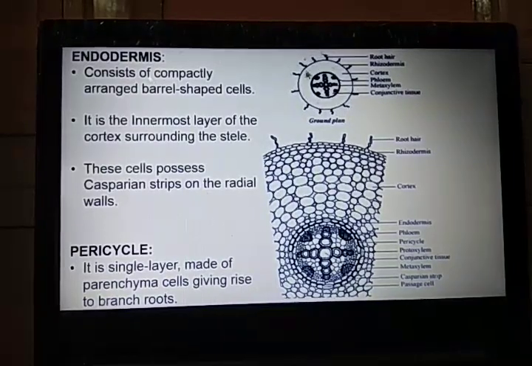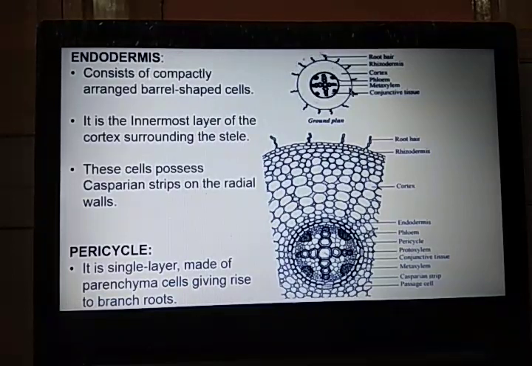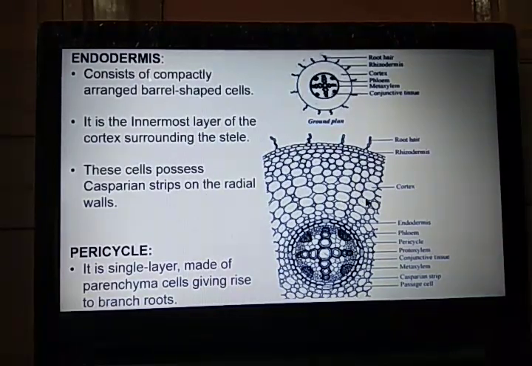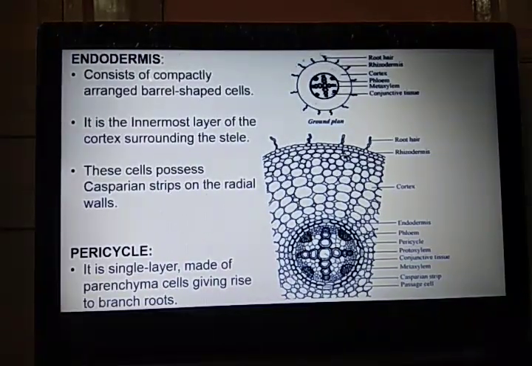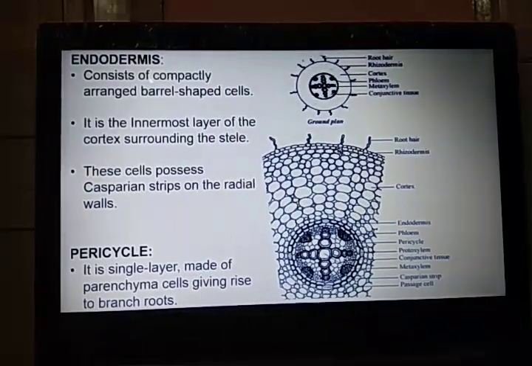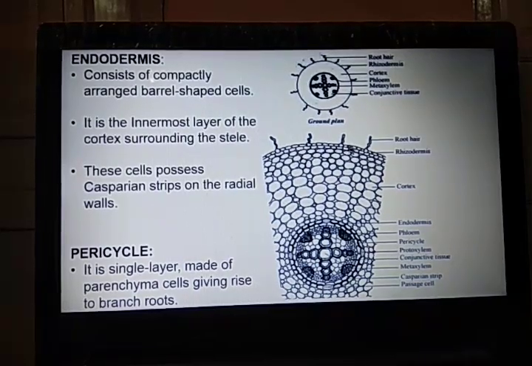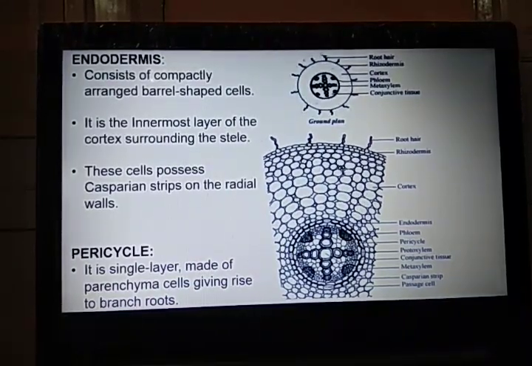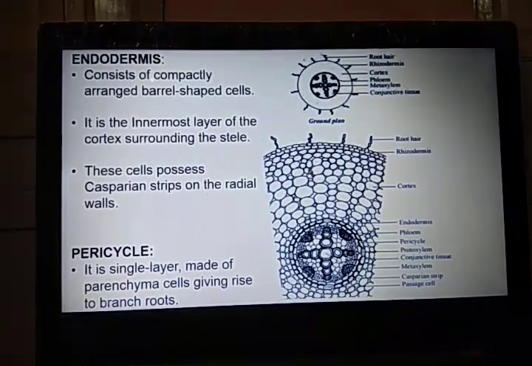Now, this is the diagrammatic view of a transverse section of a dicot root, and this is the cellular view of a dicot root in transverse section. You can see this is the outermost epidermis. Here is the epidermis from which root hairs have arisen. Now the epidermis is also known as rhizodermis. Next to the epidermis, this is the massive cortex made of parenchyma cells, and in between the parenchyma cells there are intercellular spaces.